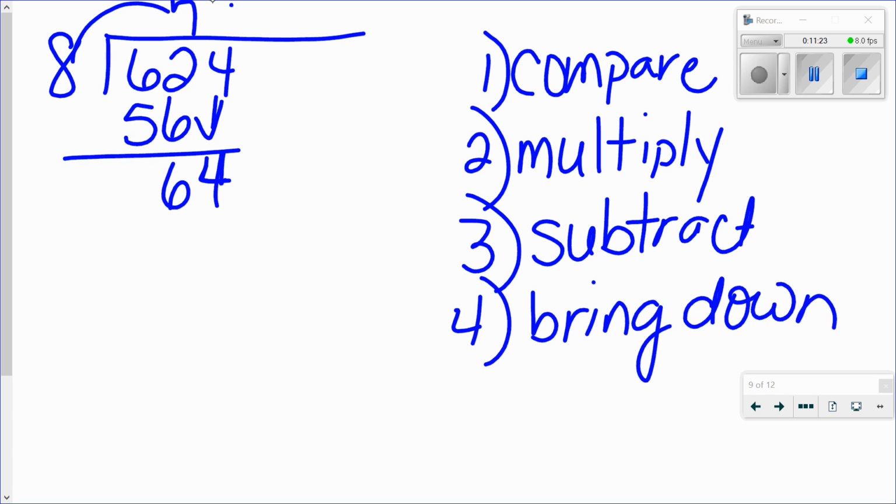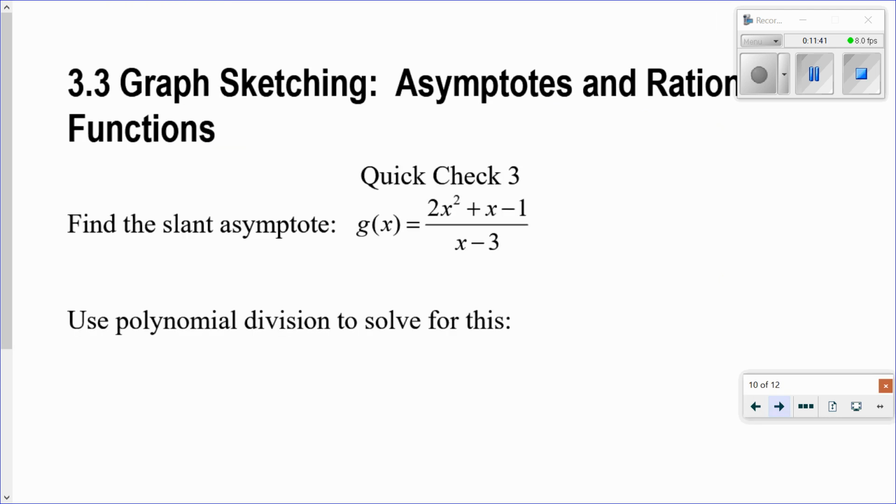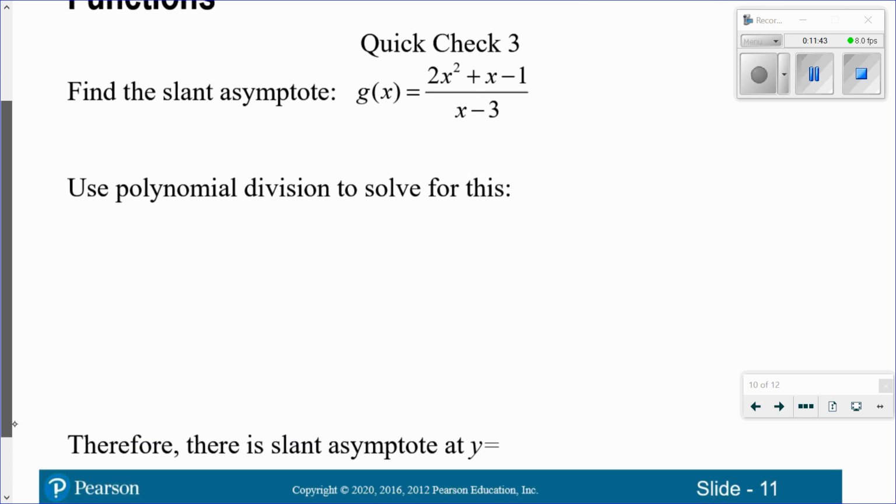8 goes into 64, 8 times, multiply, subtract. Okay, so compare, multiply, subtract, bring down. Write those steps down somewhere because we are going to use those same steps to do our polynomial long division. All right, so let's go ahead and set this up.